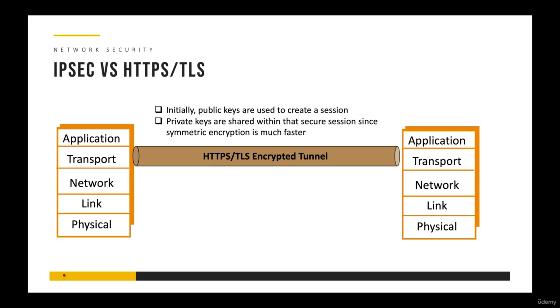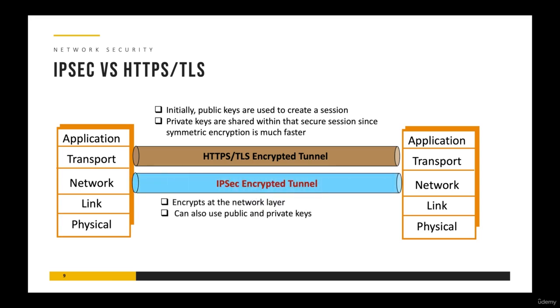It should also be noted that, in order to enhance security, these private or session keys are periodically rotated. So every few seconds, new keys are generated and exchanged between the client and server securely within this tunnel, which was created using public keys. In contrast to this, the IPSec protocol works at the network layer. So it encrypts at the network layer, and it can also use both public and private keys.